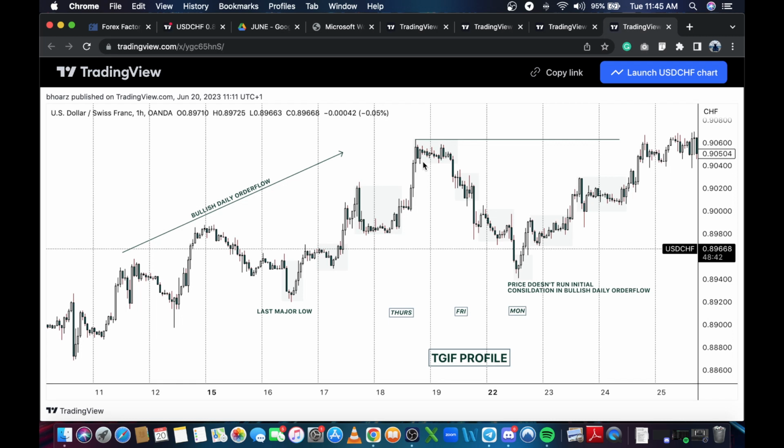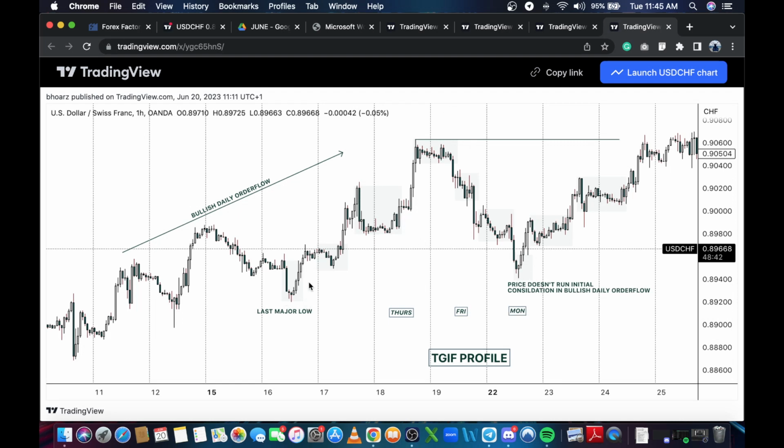Alright, so what you can see here is on Friday we have a reversal profile, which we've talked about, and the market does that reversal profile in the form of a market maker sell model. You have your initial consolidation here, you have your displacement, you have your return back up into premium for your lower sell, and then you have your displacement lower, and then you have your redistribution, and then you have your run lower. But because daily order flow is bullish, we don't expect the market to run out the initial consolidation or the initial low, which is down here, because we're looking for a bullish order flow.